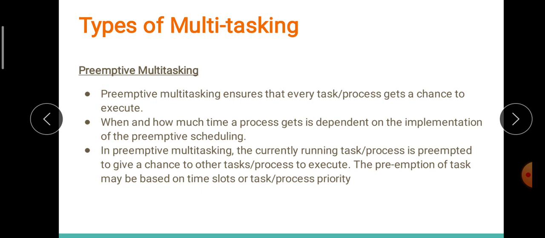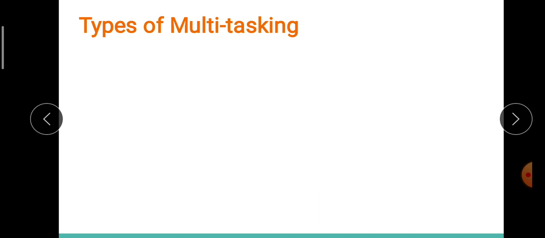So I'll first execute task 1 for say 5 minutes. The second priority comes for task 3. So after executing task 1 for 5 minutes, I shall go and execute task 3 for 5 minutes and then task 2. So this preemption may be either based on time slots or even based on the process priorities. Okay, so I hope these 2 types of multitasking is clear.